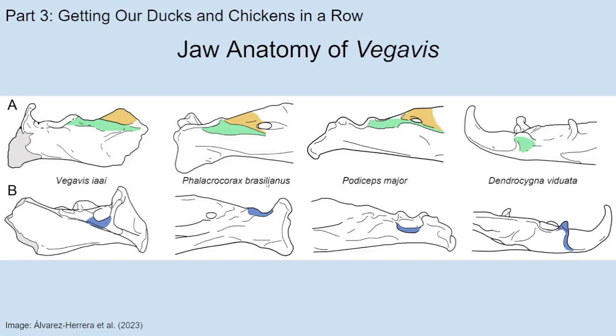So what does this mean? Well, it's hard to say with these kinds of things. It is technically possible that Vegavis was a really weird galloanseran that evolved a different jaw structure. But at least from the perspective of jaw anatomy, it seems like Vegavis more closely resembles certain members of neoavians than it does Galloanserae.